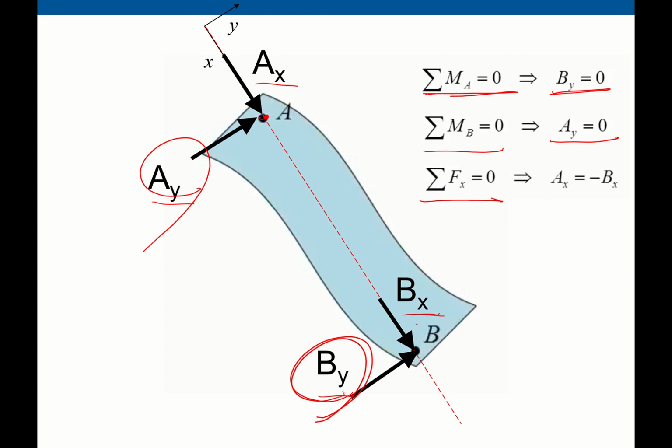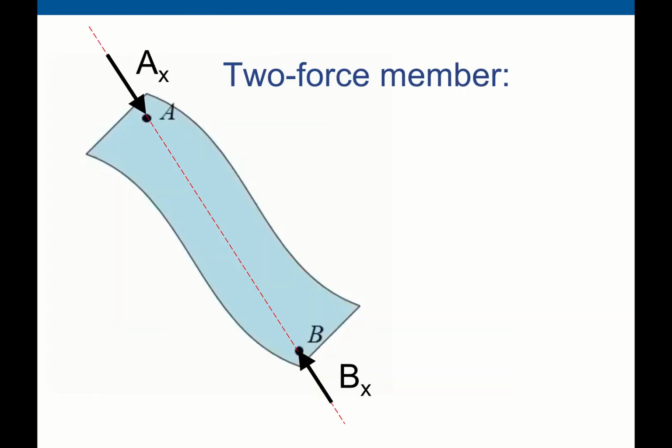We know the equilibrium equation, sigma Fx should be equal to 0. That means Ax and Bx are the same but in opposite directions. We call this a two-force member.